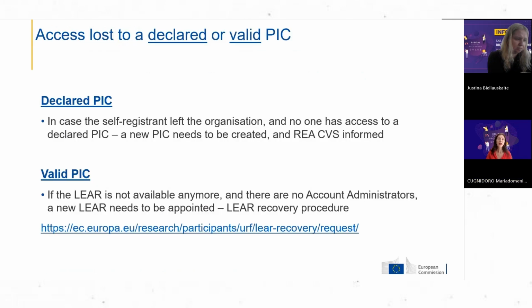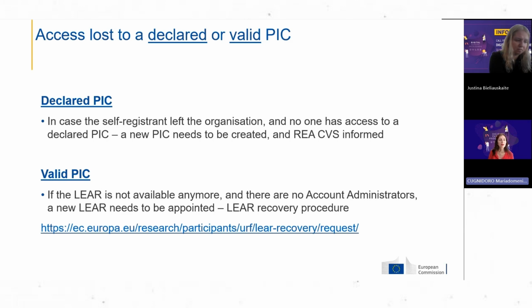So what happens if the organization loses access to a PIC? In case of a declared PIC, so non-valid PIC, for example, when the self-registrant has left the organization and didn't appoint a backup, in this case a new PIC needs to be created and the central validation service has to be informed.